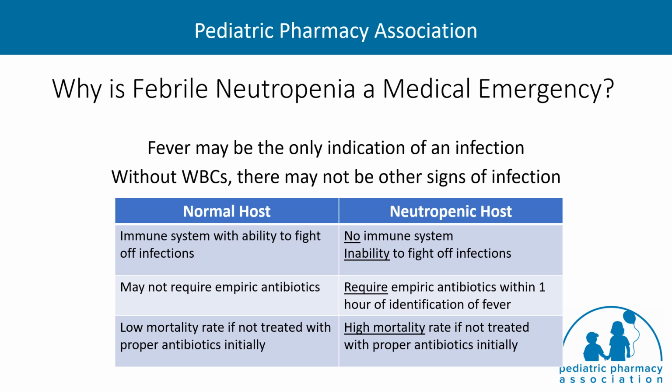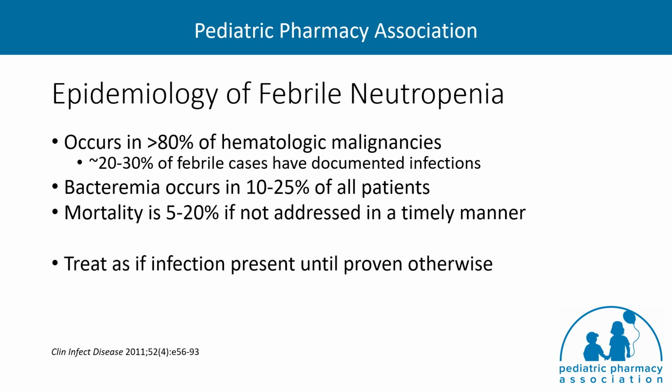Patients that have a normal immune system have a low mortality rate if not treated with proper antibiotics initially. However, again, compared to patients that are neutropenic, there is a high mortality rate if not treated with proper antibiotics.